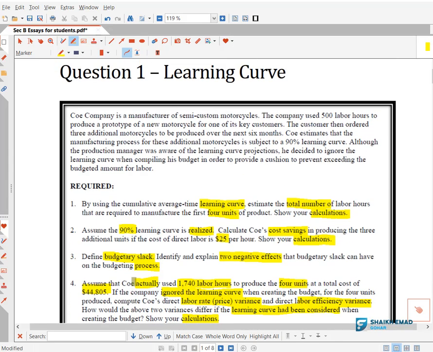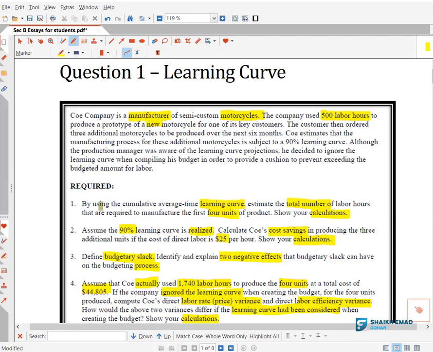Okay. Then they say the company is a manufacturer of motorcycles. The company used 500 labor hours to produce a prototype of a new motorcycle for one of its key customers. Prototype, like a model. Okay.